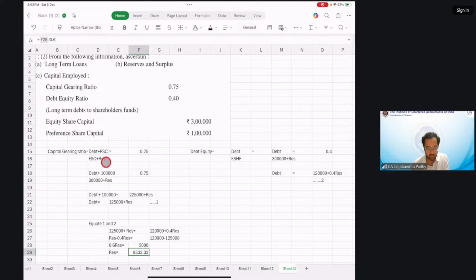So debt plus preference share upon equity share capital plus reserves is 0.75. And debt to equity is debt upon 3 lakh plus reserves is 0.4. So debt is 3 lakh into 0.4, which is 1,20,000 plus 0.4 times of reserves. And here we have debt plus 1 lakh upon 3 lakh plus reserves. There is some mistake, I think, that we have committed.